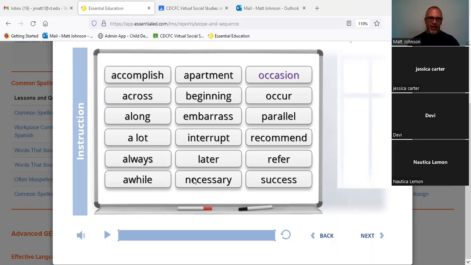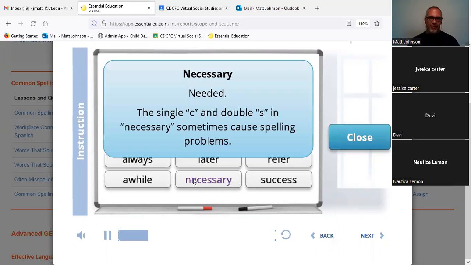So what do they say about necessary? Needed. The single C and double S in necessary sometimes cause spelling problems.